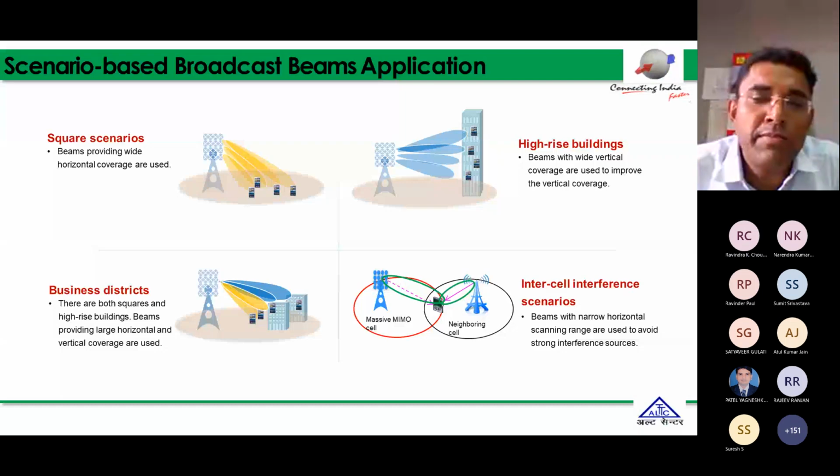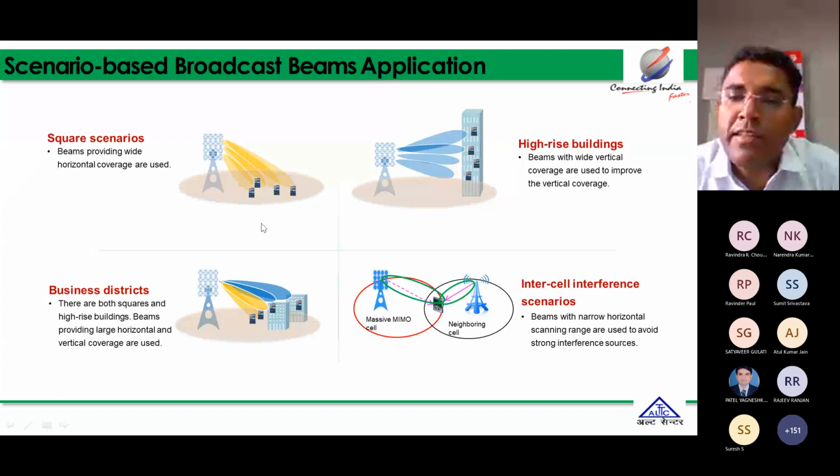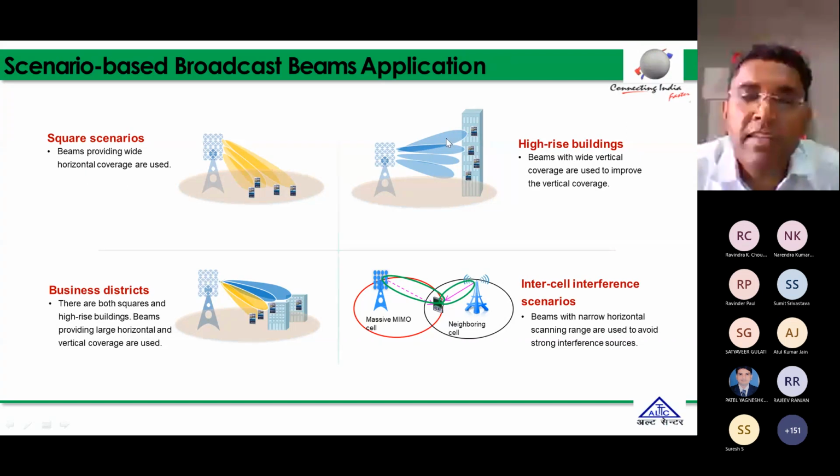They provide 5G horizontal coverage of users like that in the first slides, and also provide high-rise building coverage by using beamforming in the elevated direction, right? This one is the business district where both horizontal and vertical users are present. Then 3D beamforming can be used here.